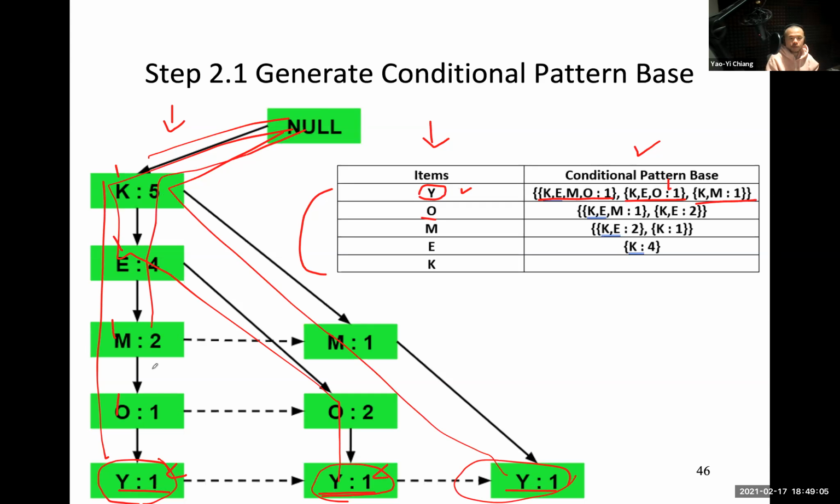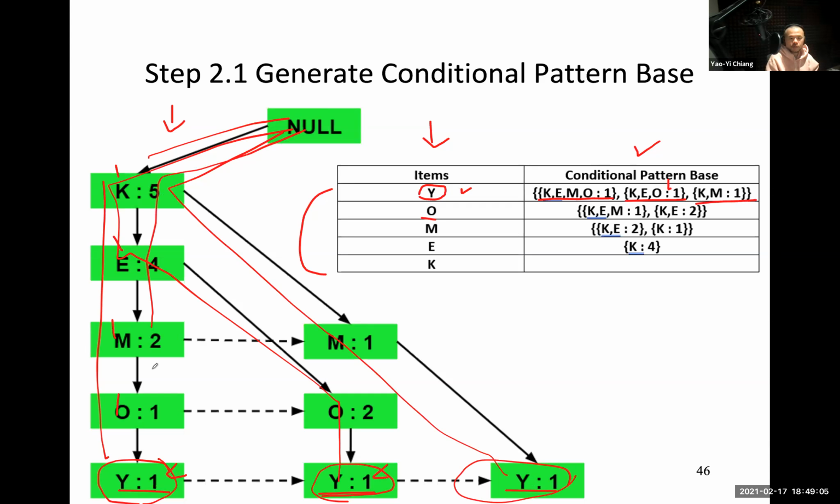K, K, K, 3 times. I think our support is 3. Right. Good. What about others? Will E be your conditional frequent pattern, which means E and Y could be frequent? No, because E has 1 and E has 1, so EY is 2, right? What else? M? No, because M is 1, M is 1, O is 1, O is 1, so O is 2. So, okay, we can only get K.